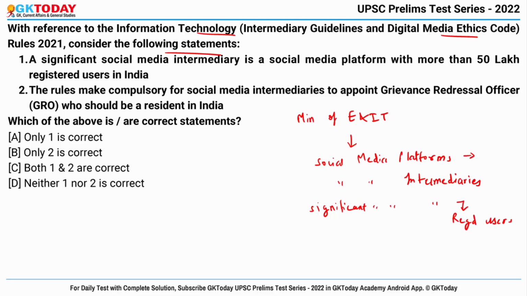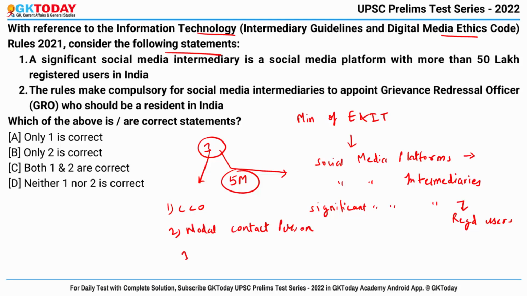And the rules provide for a three-tier system to be established by a significant social media intermediary, that is, an intermediary that has over 5 million registered users in the country. So this three-tier system for observing due diligence includes, first of all, Chief Compliance Officer, then secondly, Nodal Contact Person, and a Resident Grievance Officer. The significant social media intermediaries are required to enable the identification of the first originator of a message on their platform upon requirement by a competent authority.